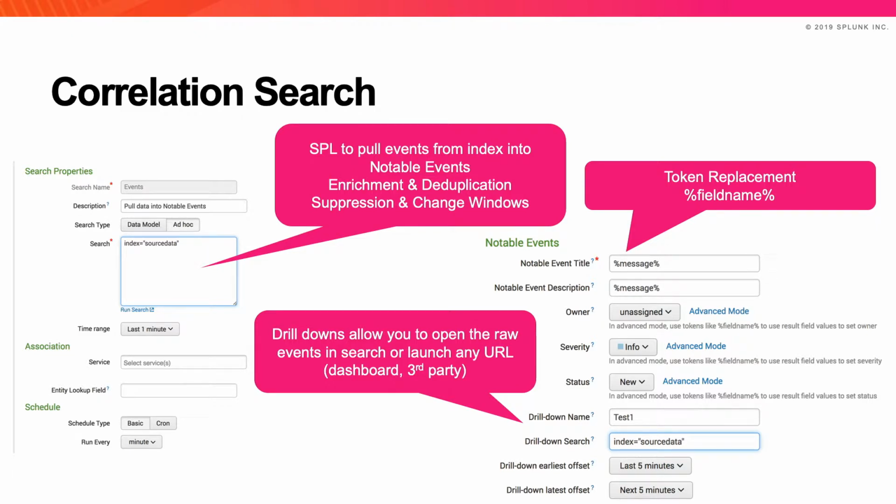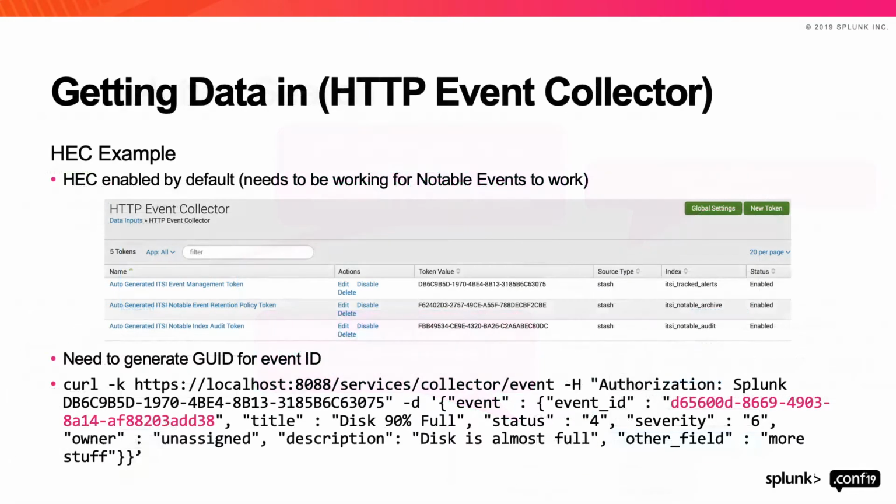Once you define the correlation search, at that point you need to define what you actually want to display in the notable event. So in there, we have basic field tokenization. Any single field that you have in any message, in any Splunk event, is fair game to be presented in the notable events.